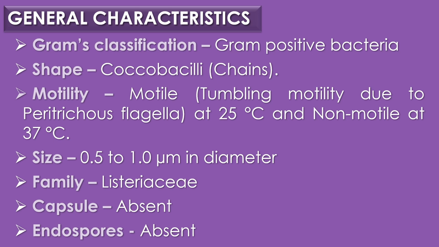Listeria monocytogenes is a gram-positive coccobacilli arranged in the form of chains. It is motile in nature due to the presence of peritrichous flagella and it shows tumbling motility. These Listeria monocytogenes are motile at 25 degrees Celsius and non-motile at 37 degrees Celsius. Its size ranges from 0.5 to 1 micrometer in diameter, and it belongs to the family Listeriaceae. Capsules are absent and endospores are also absent.